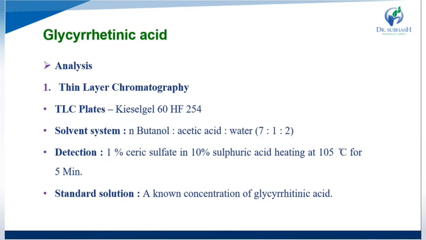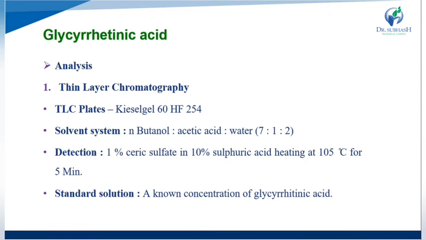Then the solvent system is n-butanol, acetic acid and water, okay. Their ratio is 7:1:2, that is 7 ml butanol, 1 ml acetic acid and 2 ml water, okay. This is for 10 ml of the solution. Then for detection, 1% ceric sulfate in 10% sulfuric acid and heating at 105 degree Celsius for 5 minutes, okay.